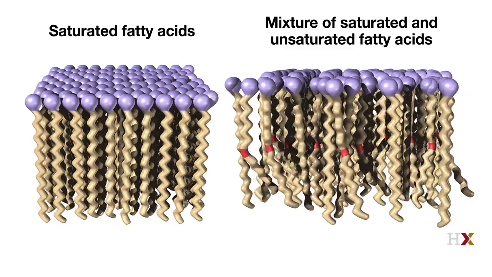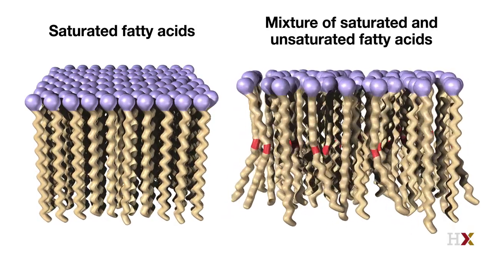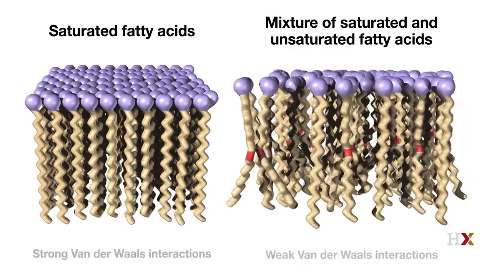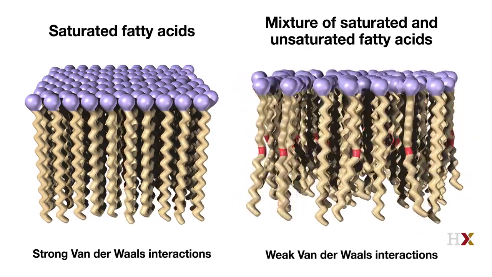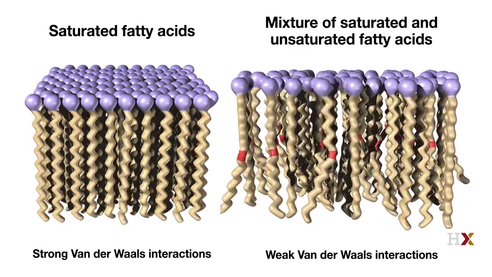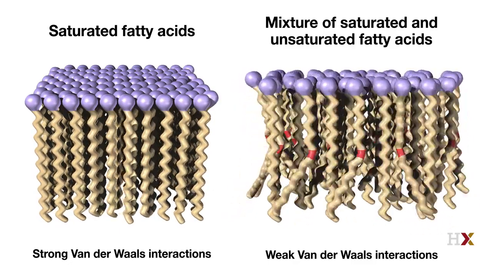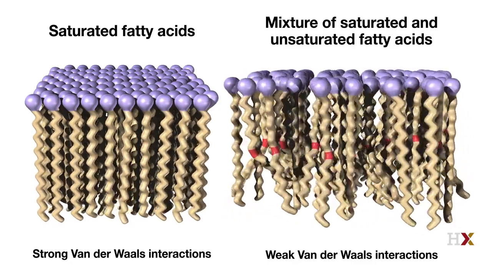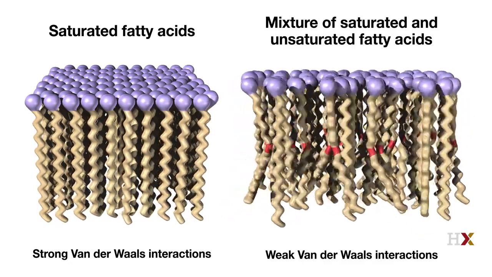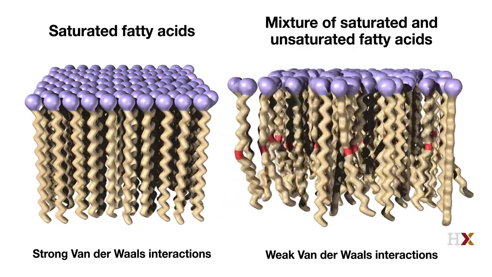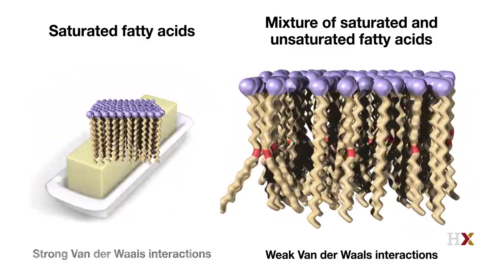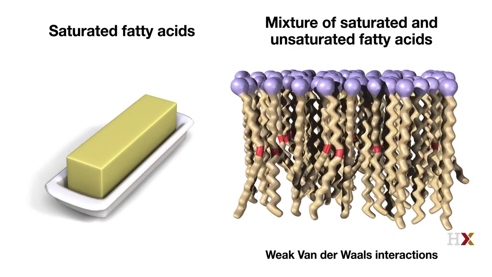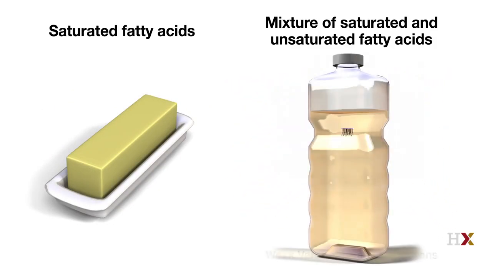Fatty acids interact via weak van der Waals interactions along their hydrocarbon chain. As the number of van der Waals interactions increases, the more energy it takes for the molecules to break free from each other. So, as the number of van der Waals interactions increases, the melting point increases too. Fatty acids with more van der Waals interactions are those with longer tails, so they have more surface to interact, and those with more saturation, so they can pack together more tightly. This is why saturated fatty acids, like those in animal fats, are usually solid at room temperature, while unsaturated fatty acids, like those in vegetable oils, are liquid.